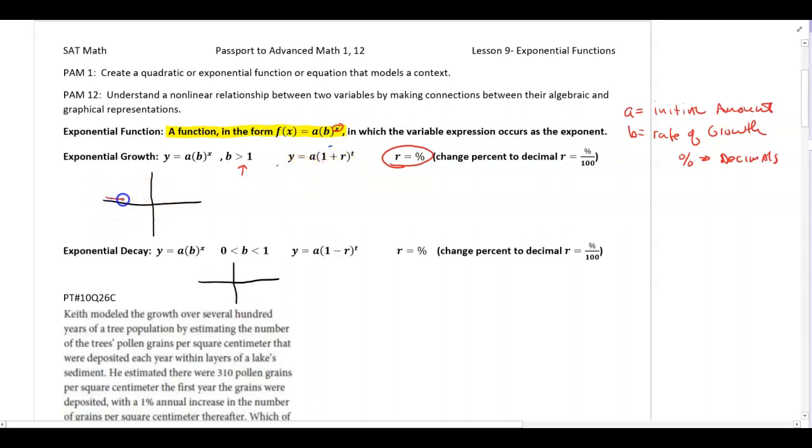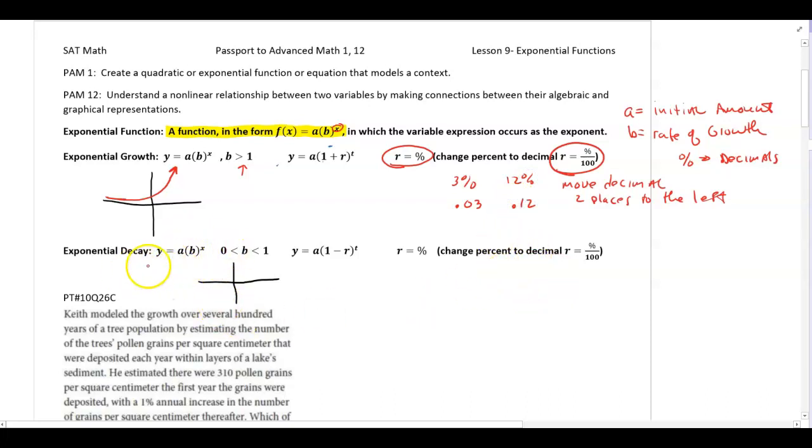Now, graphically, if it's growth, you start low on the left, and then it grows real quickly, and that's what your graph would look like. Again, anytime we're given a percent or a rate, we must change it to a decimal. The easiest way to do that is to take the percent and divide it by 100, or move the decimal 2 places to the left. So if I had 3%, that would be equivalent to 0.03. 12% would be equivalent to 0.12.